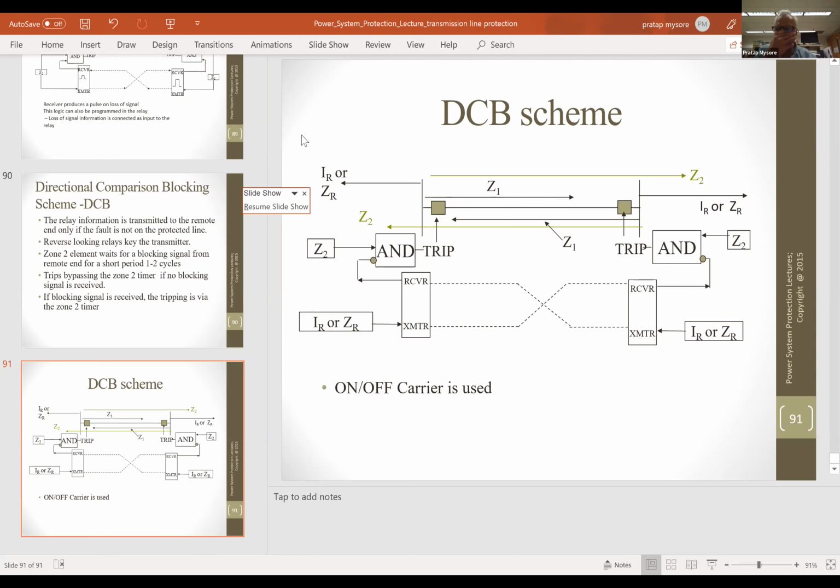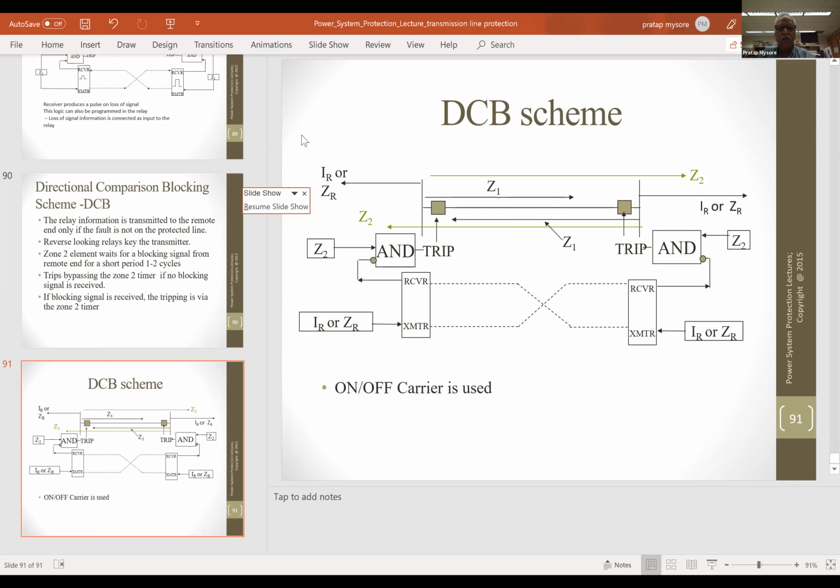And then the 4th scheme was not to transmit any information on the signal on the line when a fault occurs on the line. That is called directional comparison blocking schemes. As soon as it detects a fault, we wait to see if we can get a block signal from the remote end. If we don't hear anything from the remote end, we trip right away. So these are different schemes.